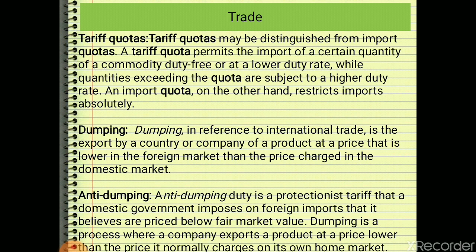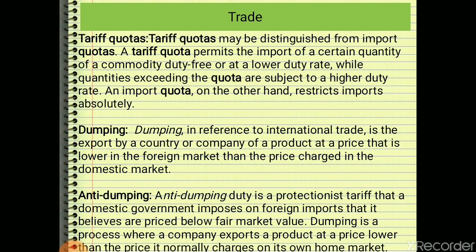Then tariff quotas. Tariff quotas may be differentiated from import quotas in a way that a tariff quota permits import of a certain quantity of a commodity duty free at a certain amount, or at a lower rate also, while quantity exceeding that quota is subject to a higher rate, while the import quota, on the other hand, restricts import absolutely. Then we will talk about dumping.